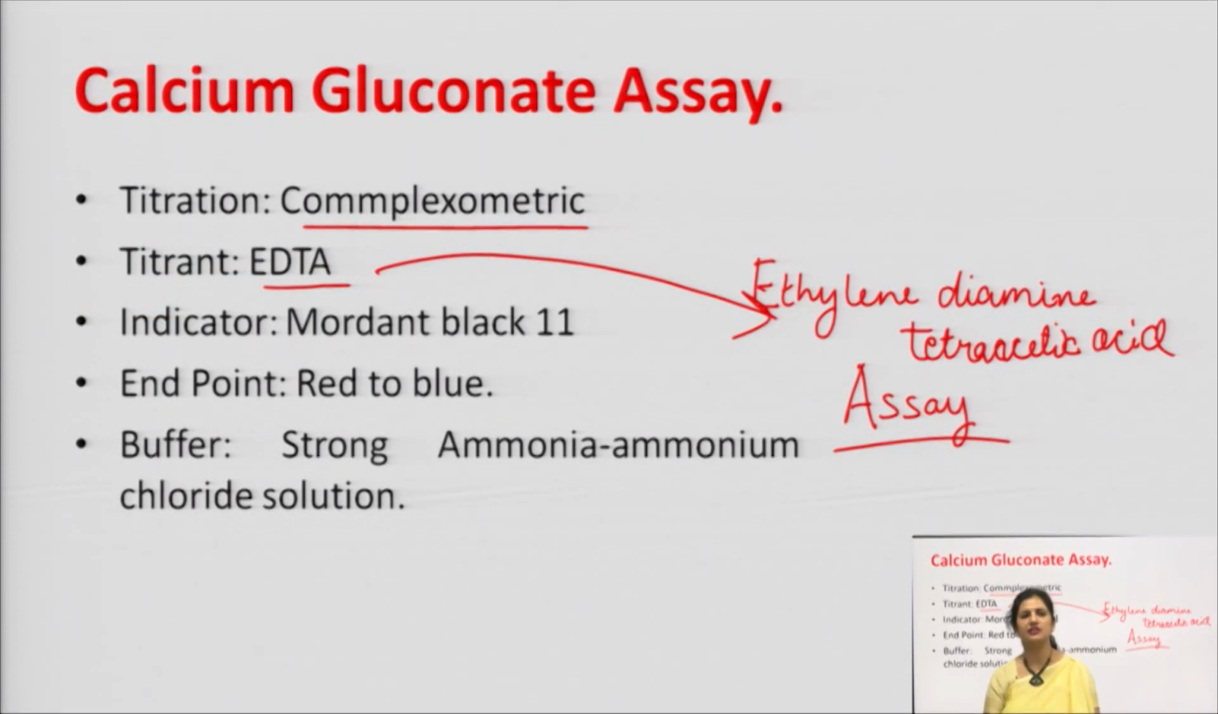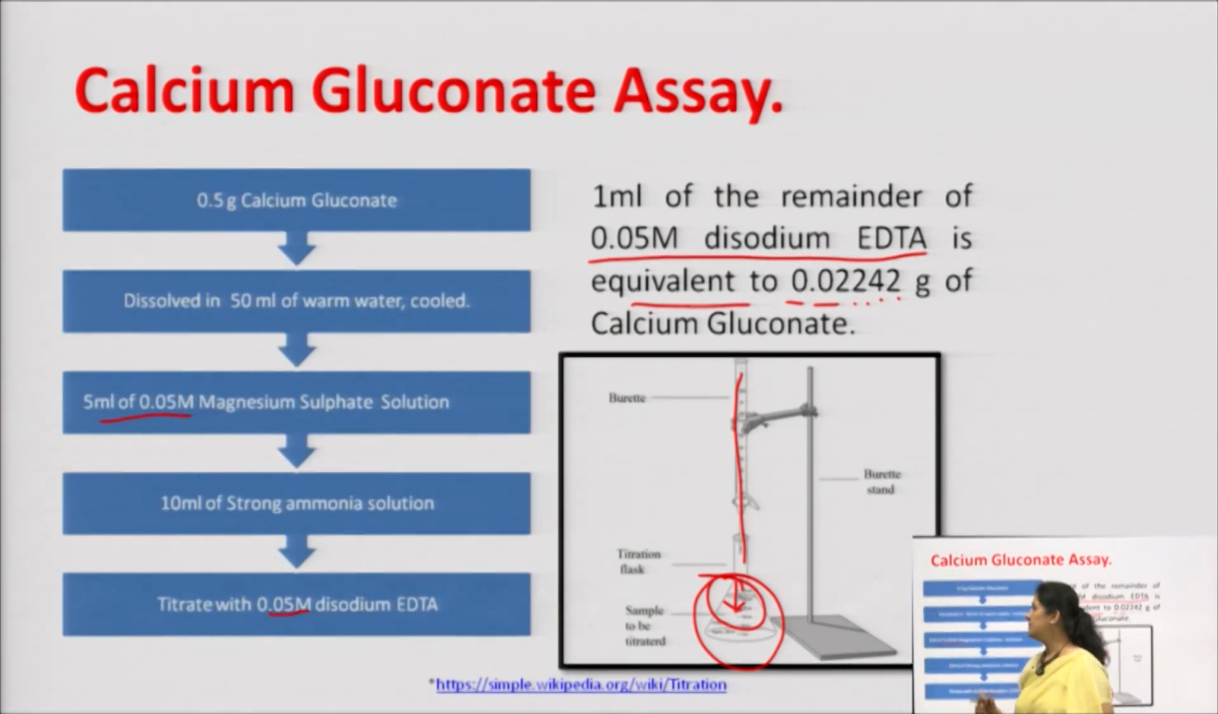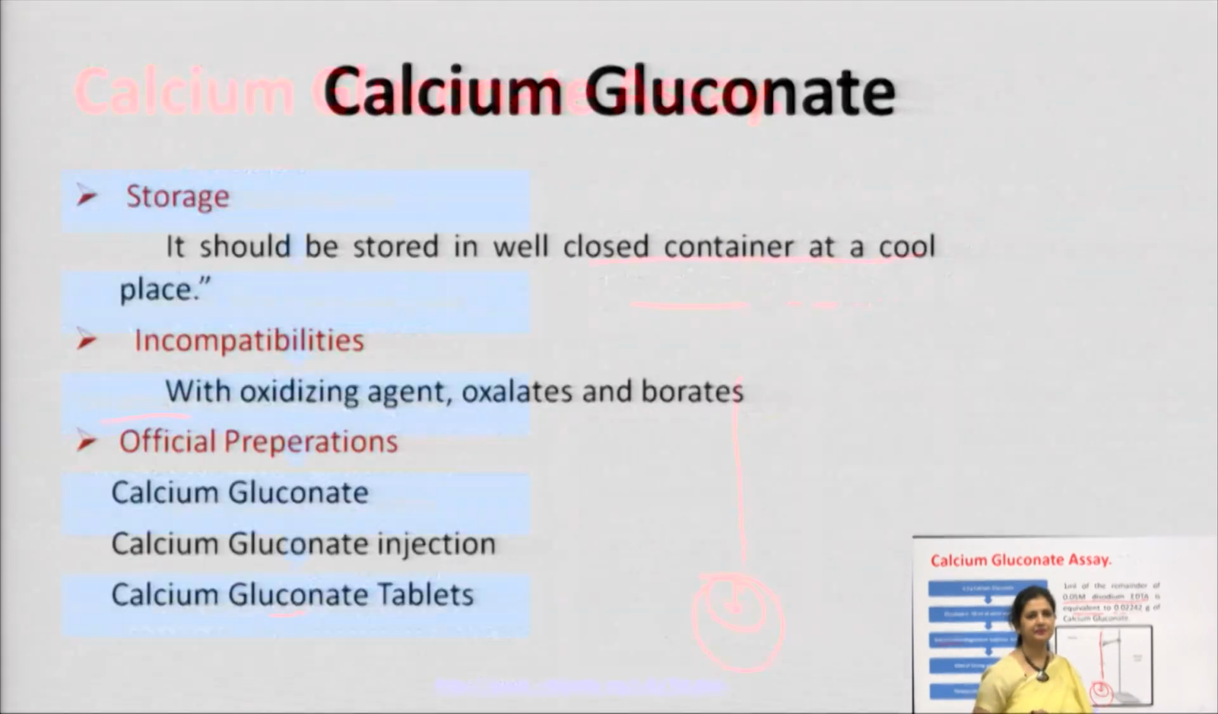Calcium gluconate assay involves complexometric titration, and obviously complexometric titration involves what? EDTA, ethylene diamine tetraacetic acid, as the titrant. The color change is from red to blue at the end point, and as buffer we use strong ammonia-ammonium chloride solution. So, what do we do? We take calcium gluconate, dissolve in water, cool that, then add magnesium sulfate, then add buffer to it, and then we titrate it in this manner as shown in the assembly here.